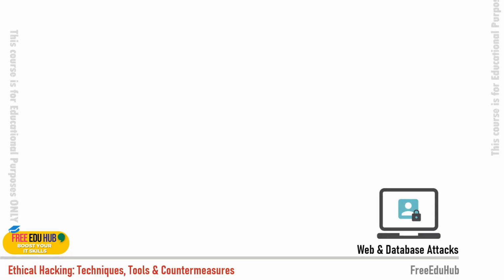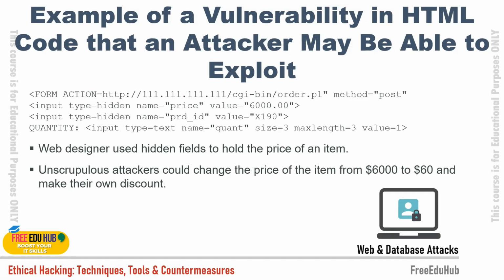Now in the next page also they are giving an example of a vulnerability in the HTML code which can be exploitable. For example, here you can see the address of the page plus the method is also mentioned, the price of the item is also shown, and the length and the rest of the details. Web designers use hidden fields to hold the price of an item.